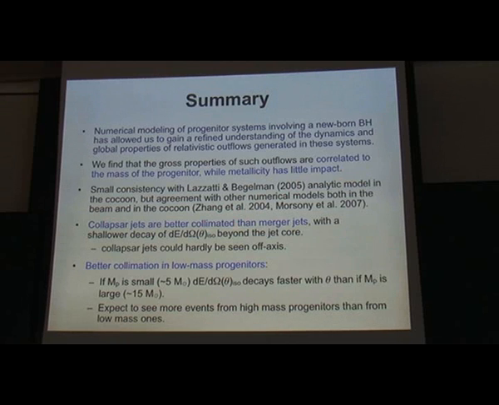And collapsar jets are better collimated than merger jets, with a shallower decay of the equivalent isotropic energy per unit of solid angle. And finally, the better collimation that you find in low mass progenitors means that you expect to see more events from high mass progenitors than from low mass ones. That's it. Thank you.